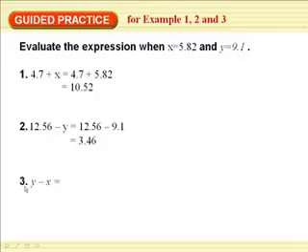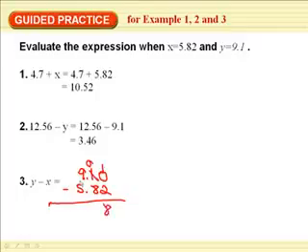y minus x, so 9.1 minus 5.82. Notice I got an empty place. Borrow, that's 8. That's going to be 8. 10 minus 8 is 2. 8 minus 5 is 3. 3.28.